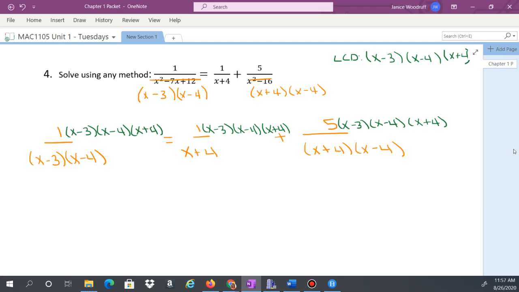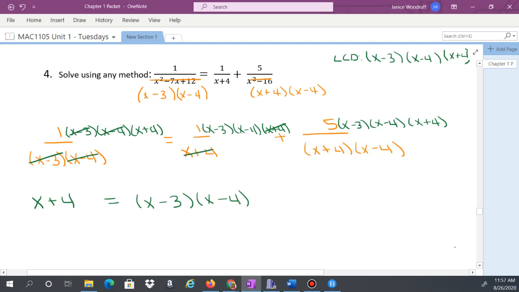Okay, then we get to do the fun part, cross things out. So x minus 3's cancel in the first one, and x minus 4's. I'm left with an x plus 4 just by itself, times 1. Then we have equals, x plus 4's cancel out here, so I have an x minus 3 times x minus 4. Then x plus 4's cancel, x minus 4's cancel. I have 5 times x minus 3. Fractions are gone. Now we can start working the problem.